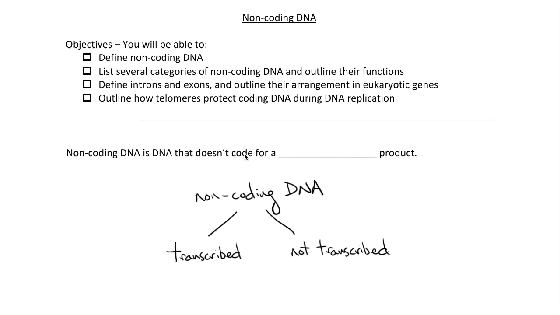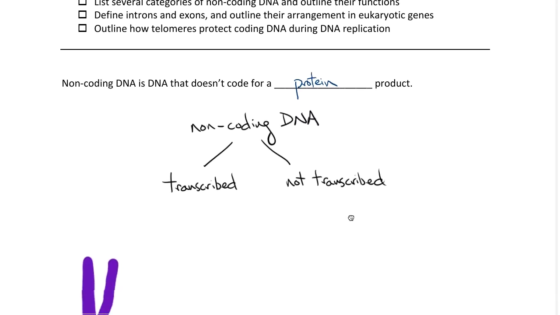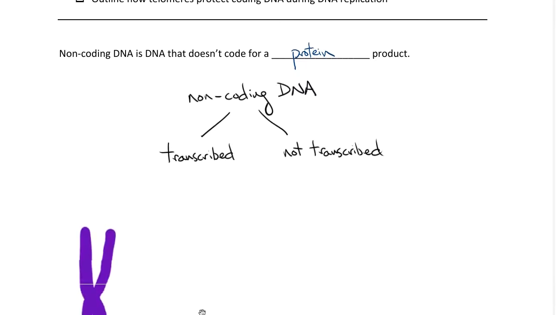This lesson is about non-coding DNA. Non-coding DNA is DNA that doesn't code for a protein product. And there's lots and lots of non-coding DNA. In fact, by some estimates, the human genome is as much as 98% non-coding DNA and only 2% coding.